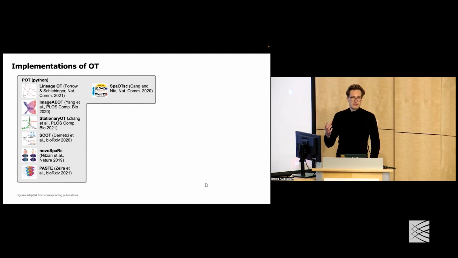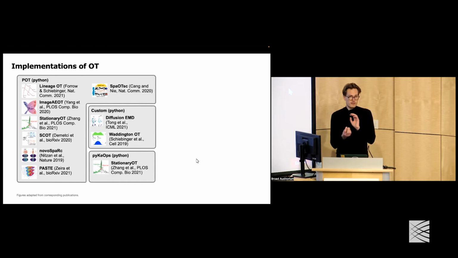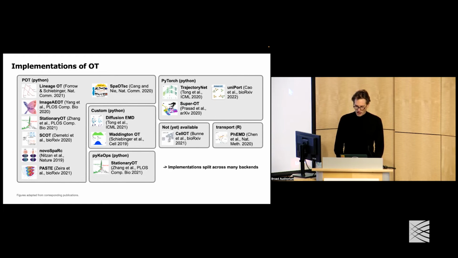These different flavors are usually linked to different implementations. A very popular backend is the Python optimal transport toolbox that most of these methods use, but there are also custom implementations in NumPy or PyKeOps, where KeOps is a very fast C library to do kernel matrix vector multiplications. There are PyTorch implementations, and in R.